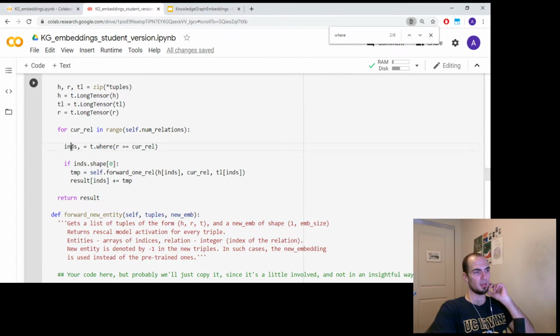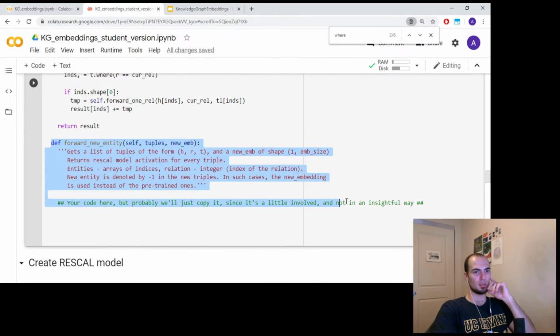So yeah, here we're getting the indices of the tuples for the current relation. And this little thing is going to help us avoid a mistake when, in our current tuple, there are no elements according to this relation, because this function is not prepared for that kind of thing. But if there are relations in the set of tuples that we're considering, if there's at least one triple that asks about the current relation, then we're going to proceed to obtain the activation for this current relation for all triples. And then we're only updating the indices that are relevant, of course. So we're only updating the result in the spots where the current relation is present.